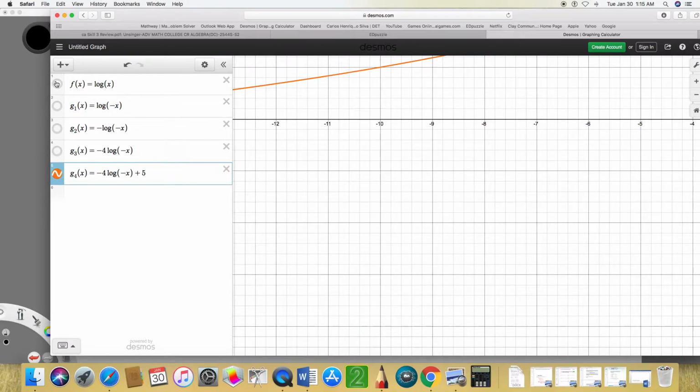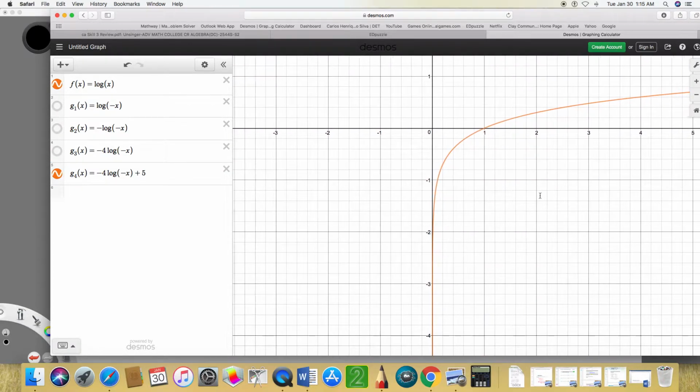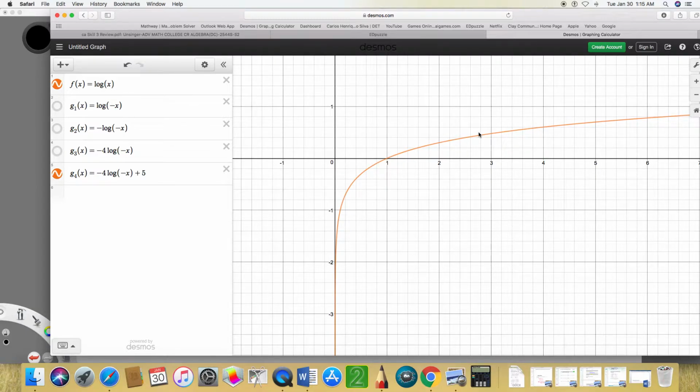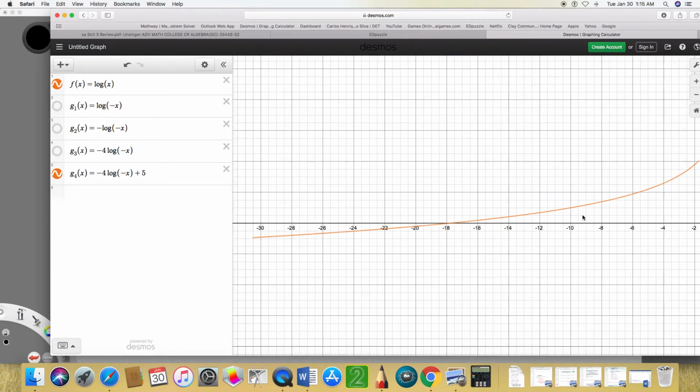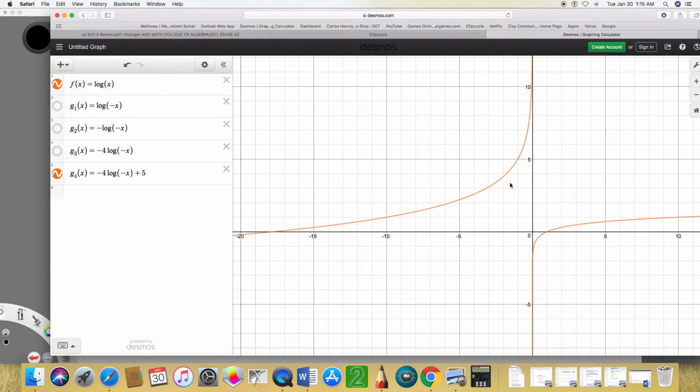So we started with this parent function of the log function, and we ended up with, well, let's zoom out, this function that is transformations on this log function. So pretty confident that our answer is right.